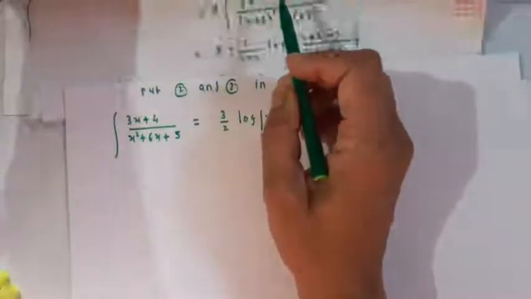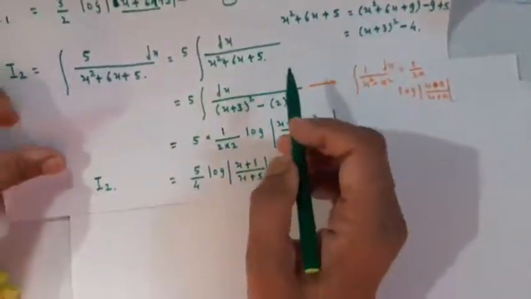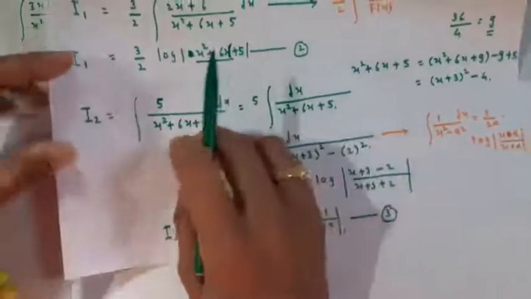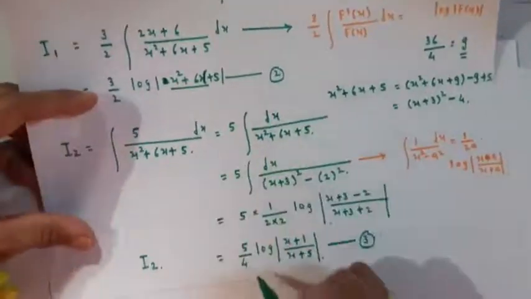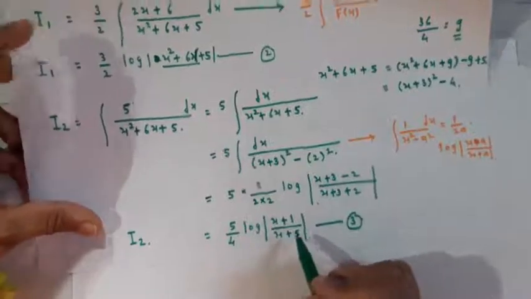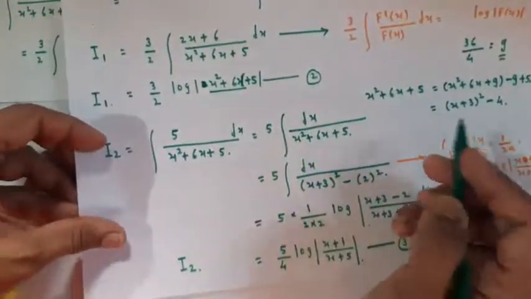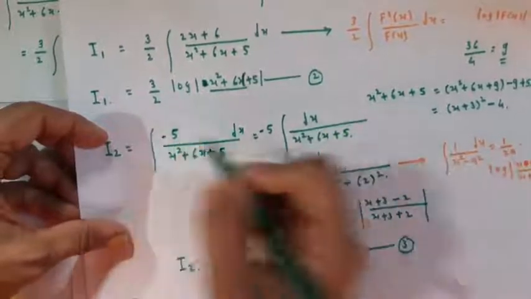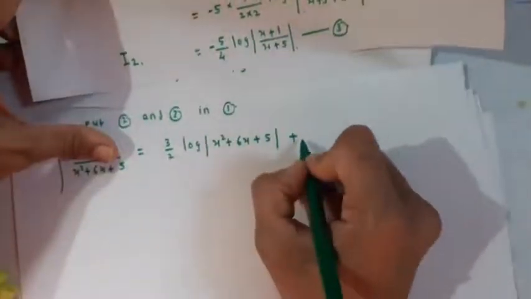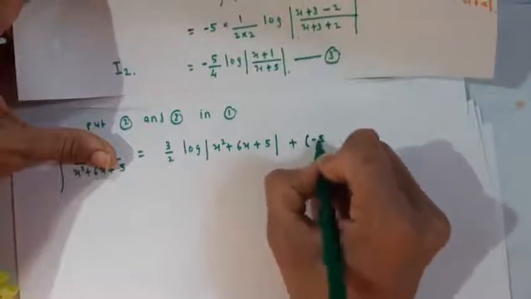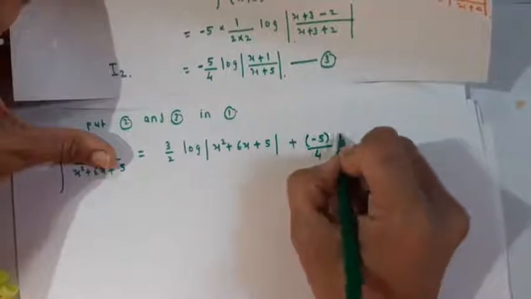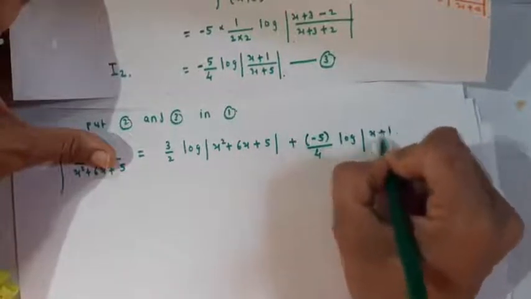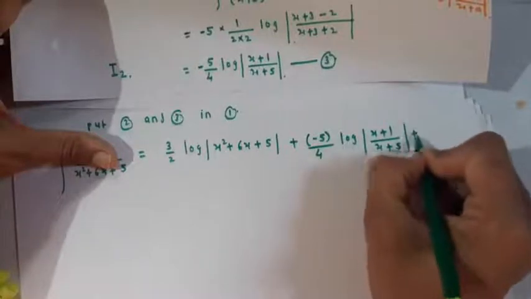Here the value I2 is, see here students, the value of B is minus 5 and I2 equal to 5 by 4 log of x plus 1 upon x plus 5, but the value of B is minus 5 and everywhere we have to take the negative, that is minus 5 by 4, that will be minus log of x plus 1 upon x plus 5 plus constant of integration.